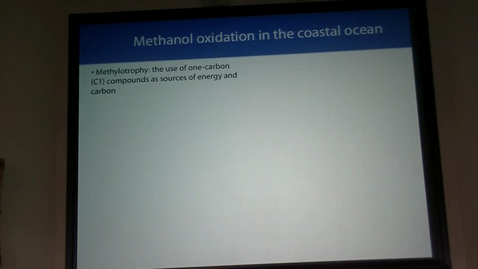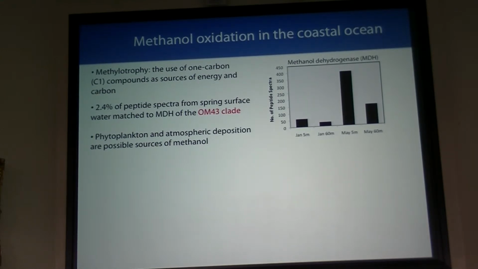So we also found some kind of unexpected stuff. We found genes for methanol oxidation in the coastal ocean. And methanol oxidation is well known to occur in bacterial populations, but it wasn't known to actually be occurring in the oceans. And so during the spring phytoplankton bloom, we actually see a high increase in this methanol dehydrogenase. And these are proteins from a group of organisms called OMZs that are known to be methanol oxidizers. So we identify these in the oceans.